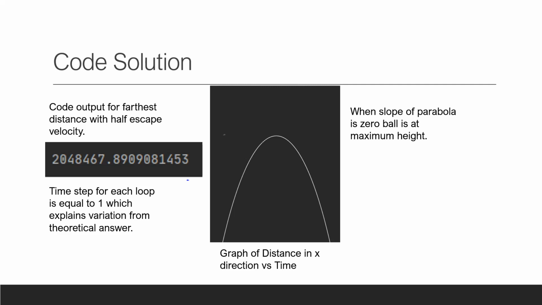So then we graphed the distance in the x direction versus time, and you can see that when the slope of the parabola is at 0, that would be the maximum height of the ball, which would be our value of 2.05 times 10 to the 6.